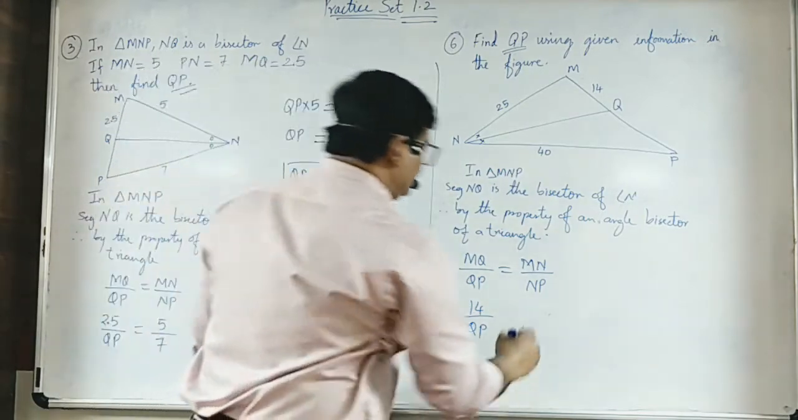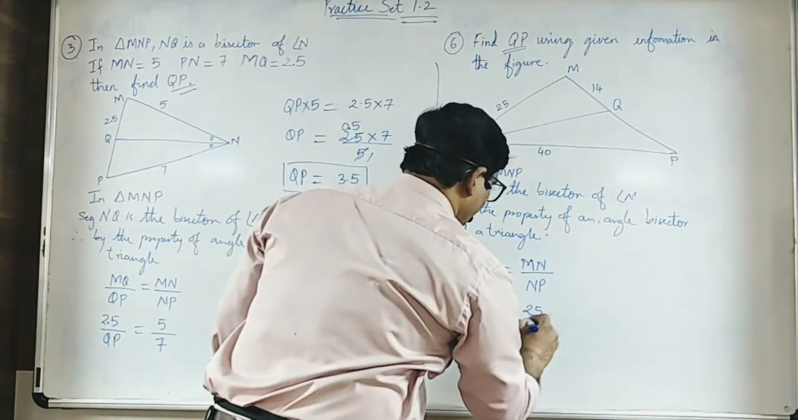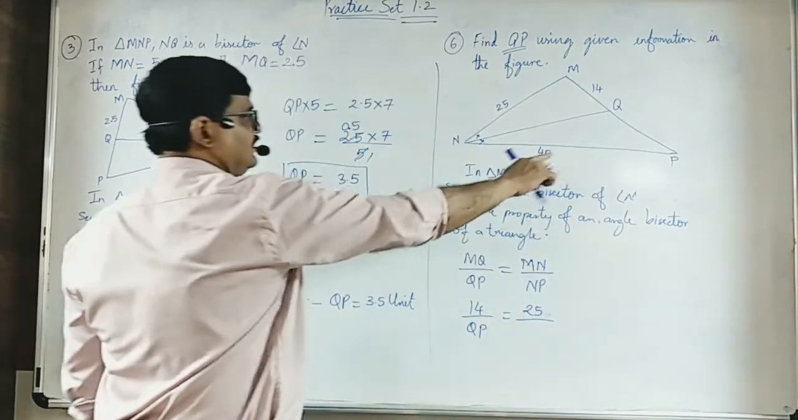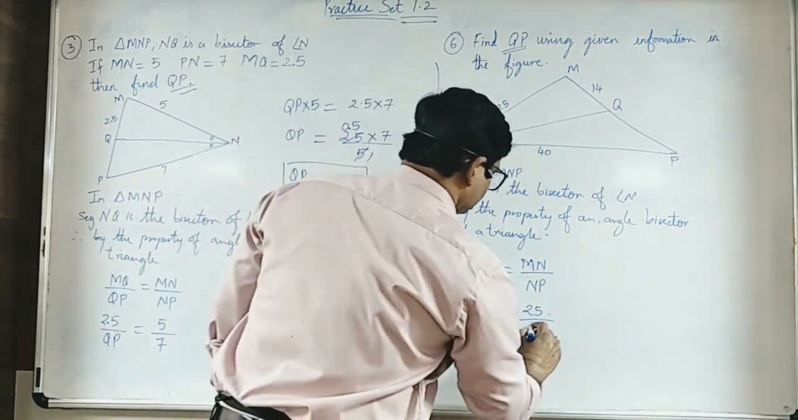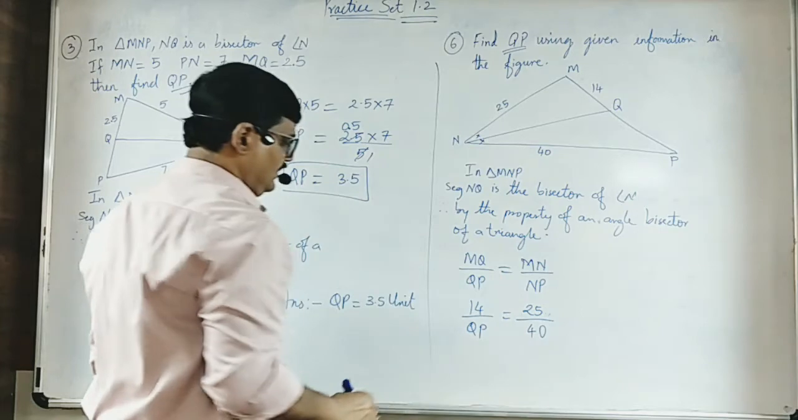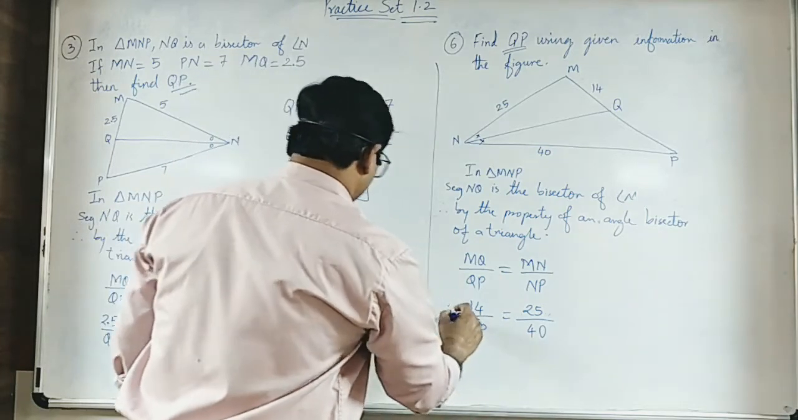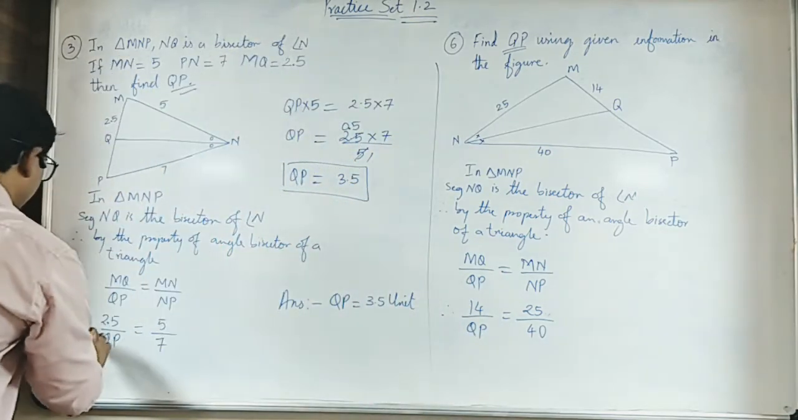Okay, the value of MN is what? 25. And the value of NP is what? You check this out in the diagram. The value of NP is what? 40. So again you have to cross multiply.